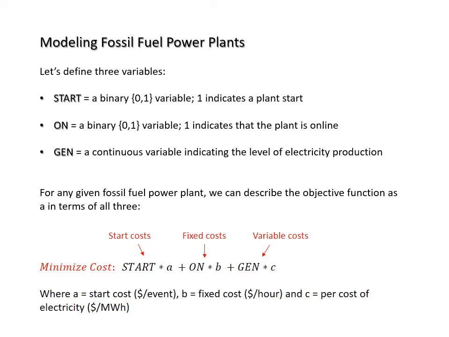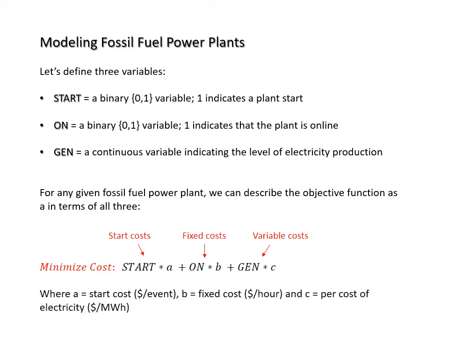And then we have three coefficients here. A would be the start cost associated with a plant start. We can define that in dollars per event, or dollars per switching from off to on. The fixed costs are calculated by multiplying the on variable times a B coefficient, which is a dollar per hour amount. So it's just this fixed dollar value that we have to pay every hour that the power plant's on, regardless of how much electricity is actually being produced.